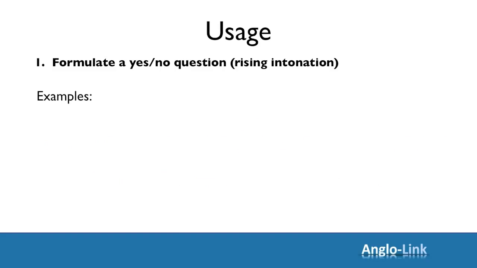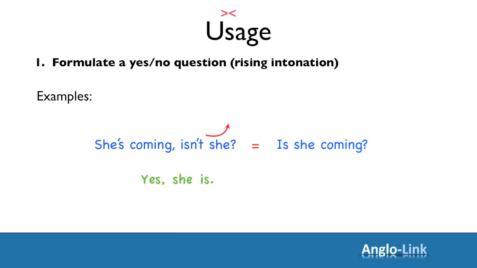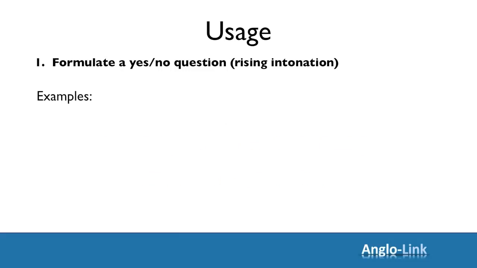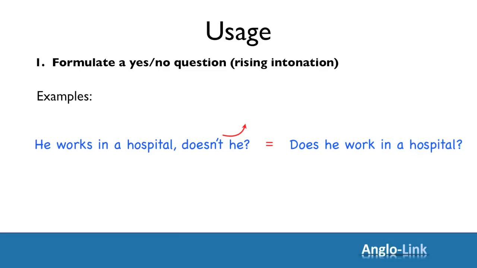Let's look at another example. She's coming, isn't she? Is the same as asking a question. Is she coming? Again, you expect either a yes or a no answer. Yes, she is. Or no, she isn't. Let's look at the third example. He works in a hospital, doesn't he? Is the same as asking, does he work in a hospital? You would expect a yes, he does, or a no, he doesn't.